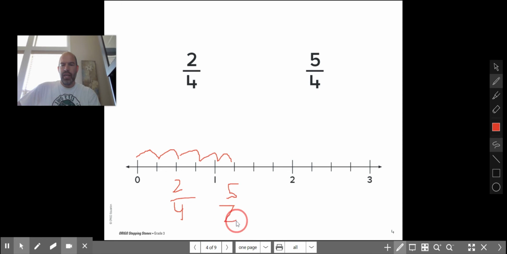All right. Again, remember the trick I told you? That if we cover up the denominator on each of these, then really what are we doing? We're looking at 2 and 5. So it's easy to say that 2 is less than 5. So if we put in our greater than less than symbols, we would say 2/4 is less.